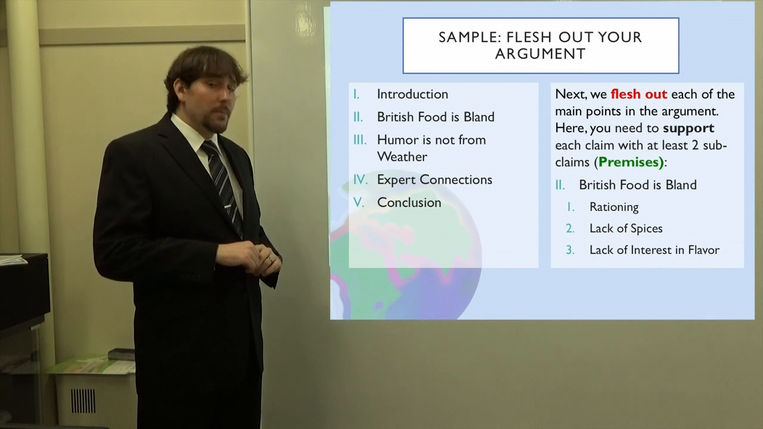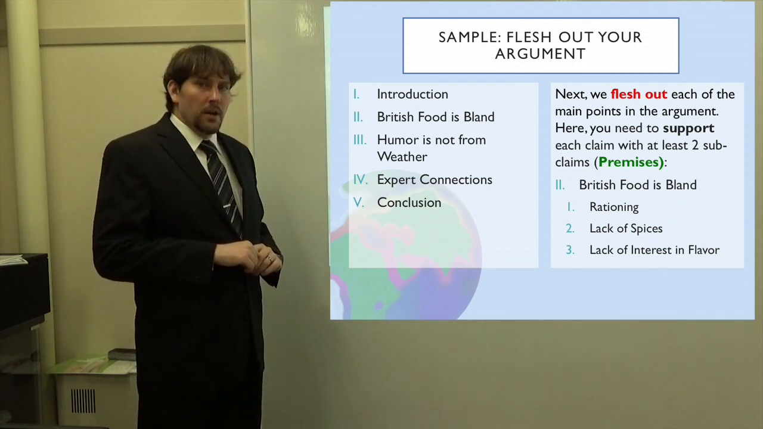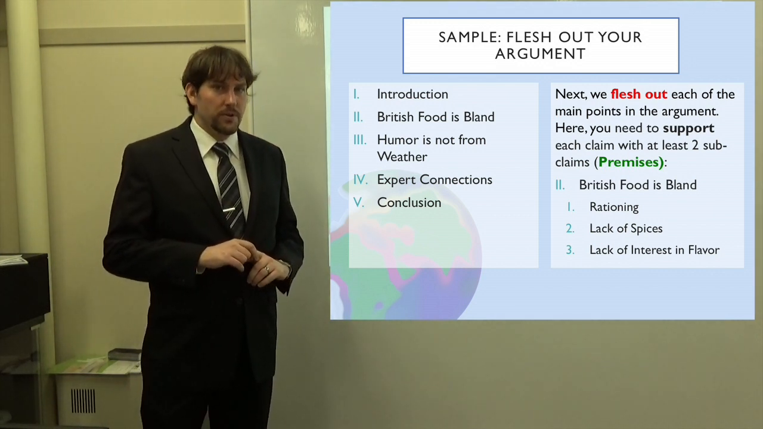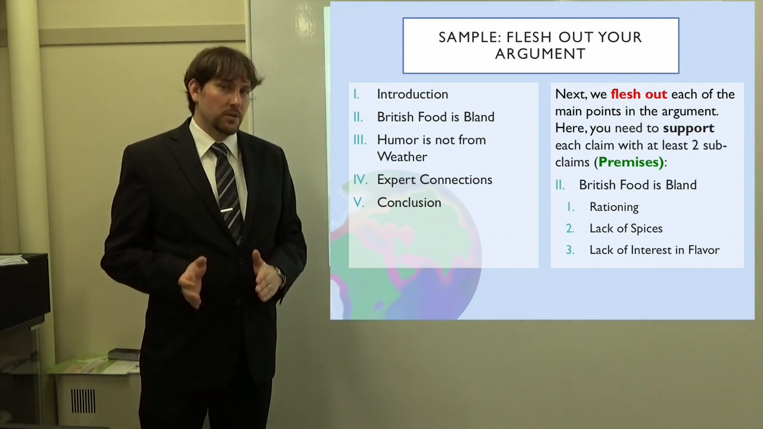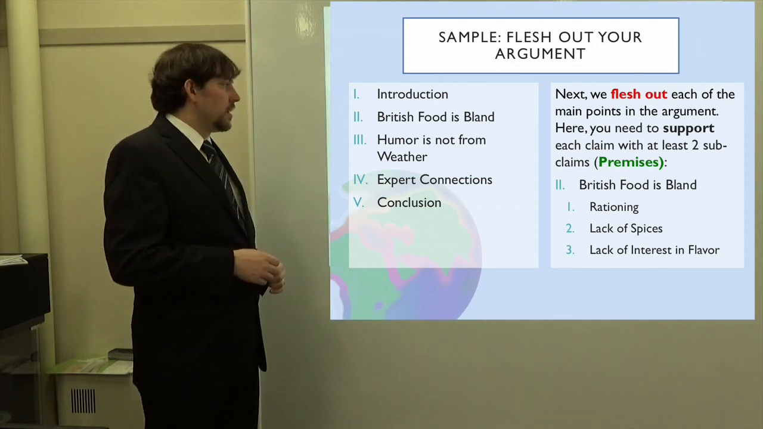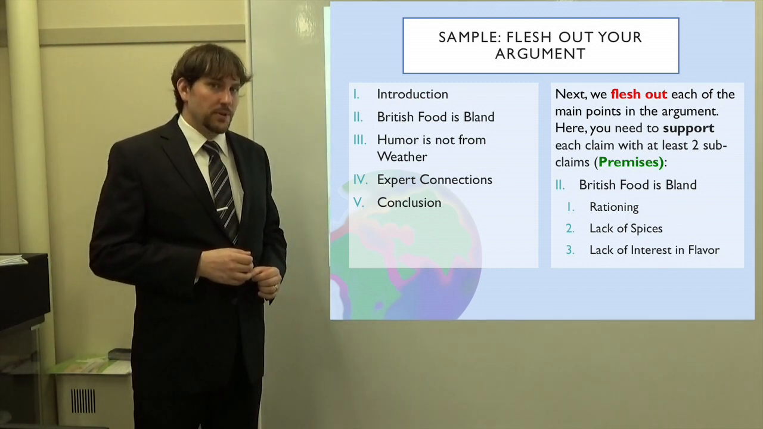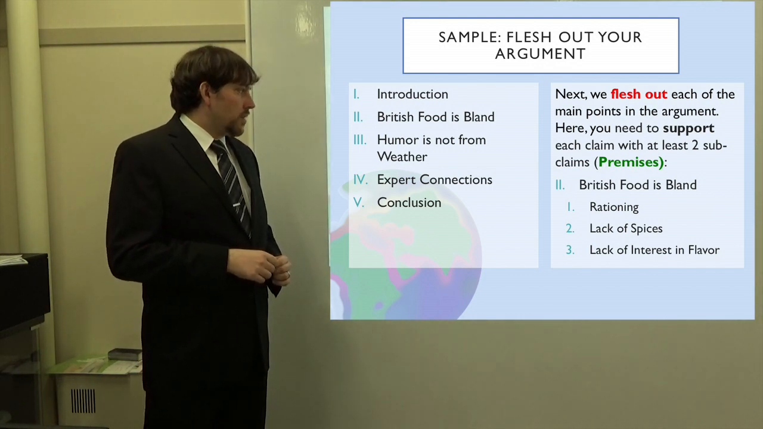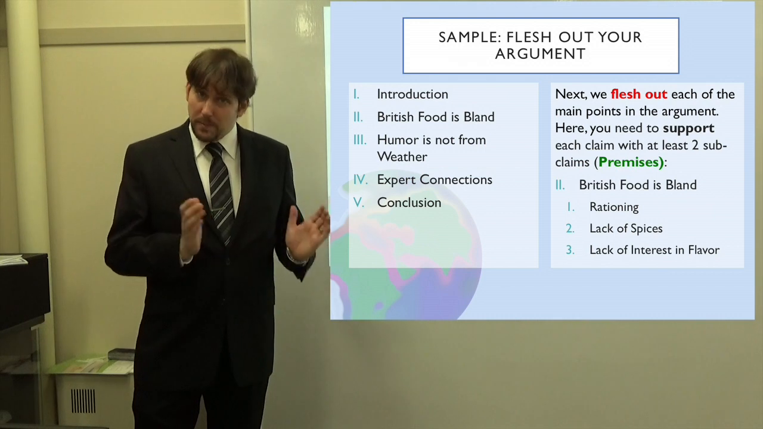So for instance, the premise that British food is bland. We can find support for this. First, in the past, British people had to ration food during a war, meaning that each person got a portion decided by the government. Second, there was also a lack of spices at the time, so people could not add flavor to their foods. Third, there's a general lack of interest in flavor compared to some other places.